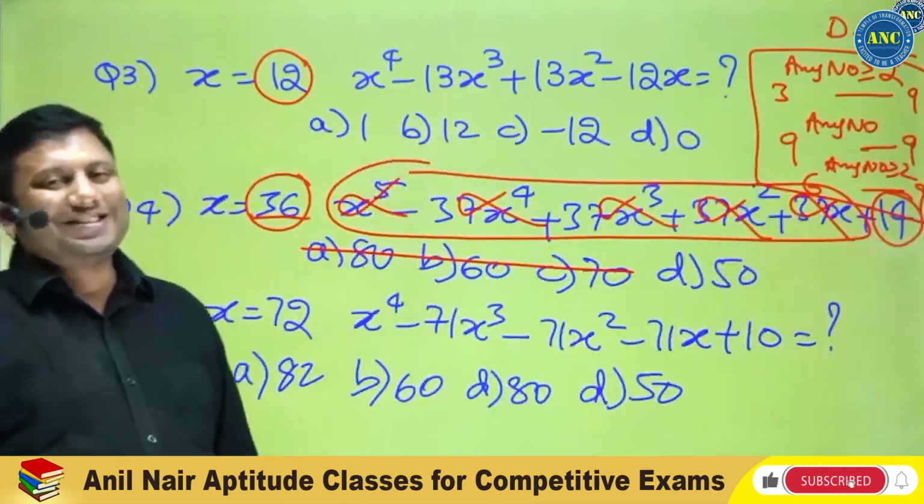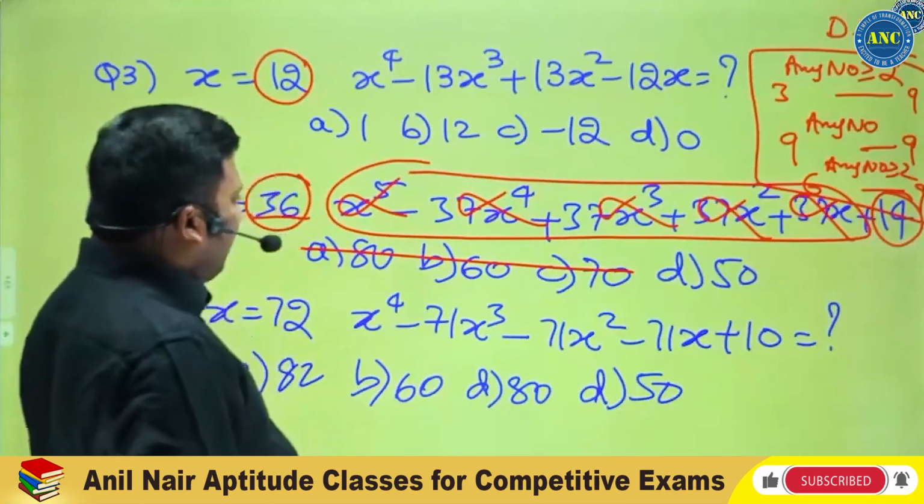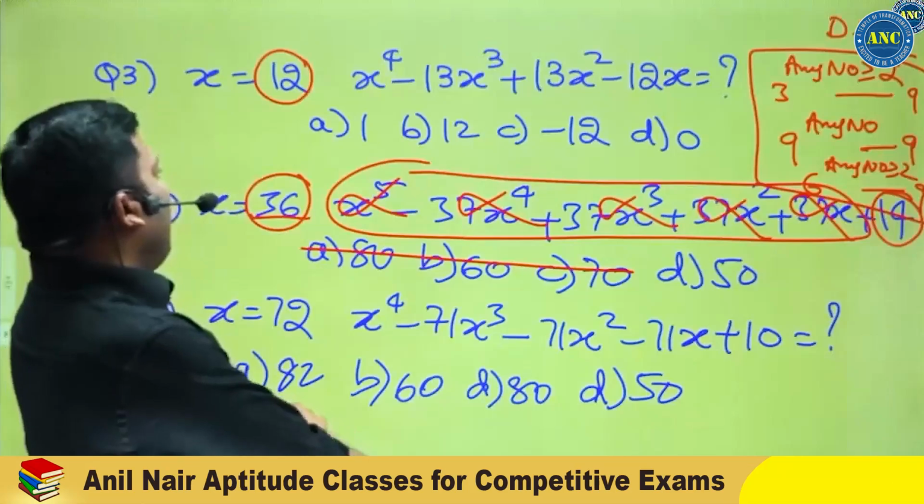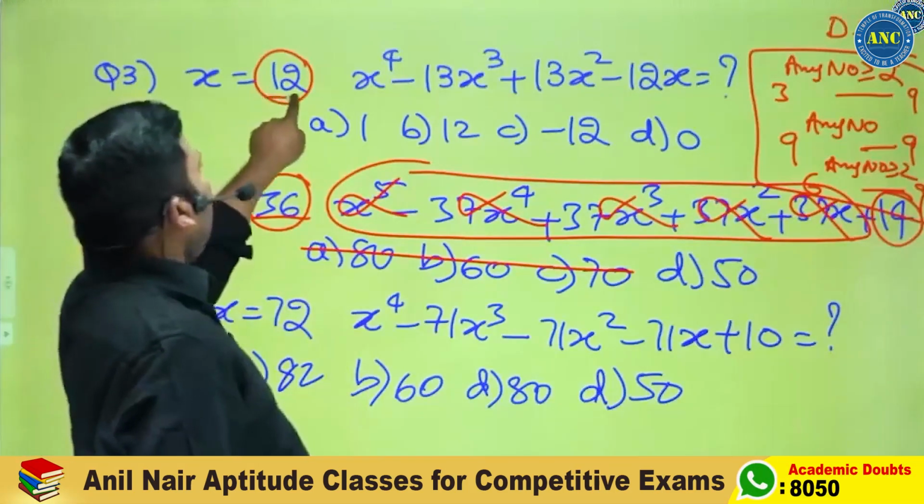14, what is the digital sum? 5. Answer when divided by 9, remainder should be 5.